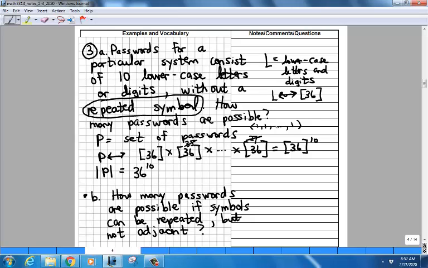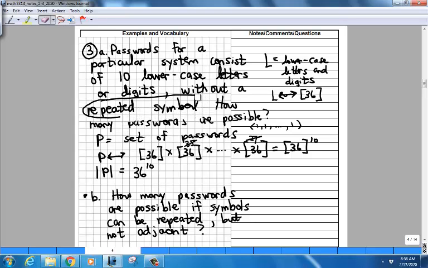So let's now switch to the algorithmic way. Can you describe an algorithm for me that I can use to build a password that is not going to have a repeated symbol? Let's put that restriction back in. I'm not going to change the name of P, so that's still the set of passwords, but now I'm putting this restriction back in here: no repeated symbol. Who wants to describe an algorithm for creating such a password?